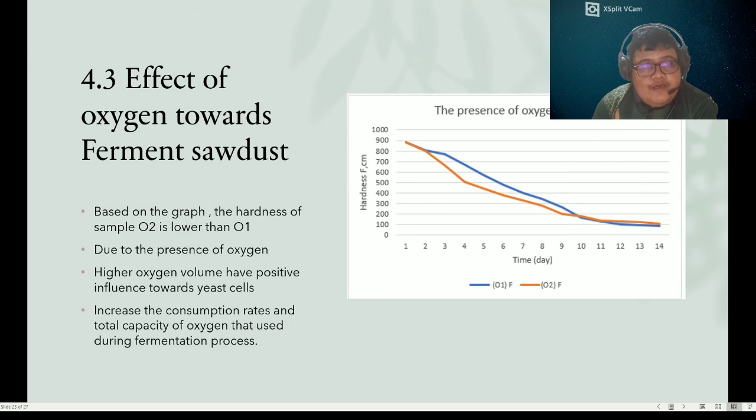Okay, the effect of oxygen on the fermentation. This graph shows the effect of oxygen on the fermented sawdust. Based on it, the hardness of the sample O2 is lower than O1 due to the excessive presence of oxygen. A higher oxygen volume can have a positive influence on the yeast cells, and it increases the consumption rate and total capacity of oxygen that is used by yeast during the fermentation process.